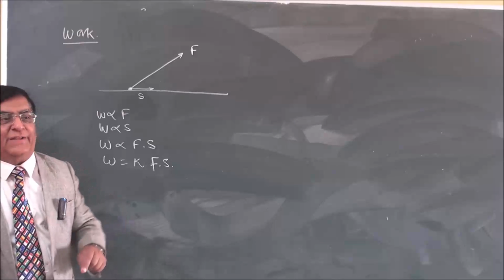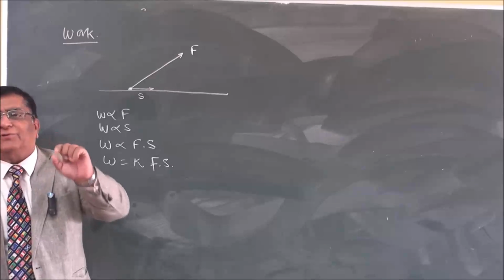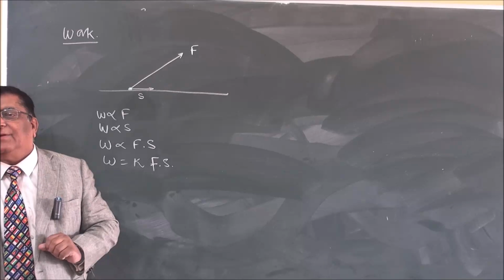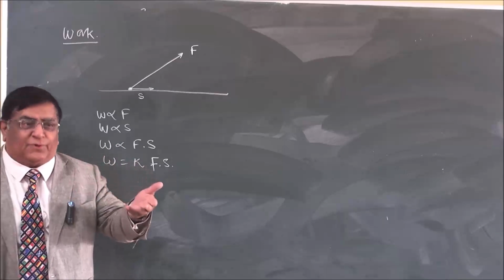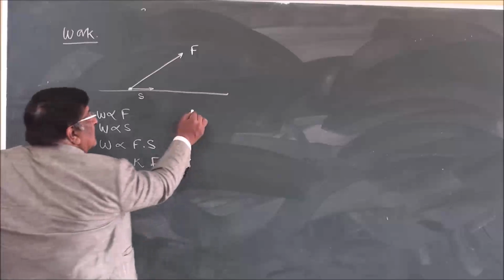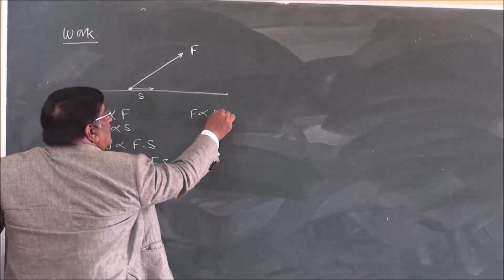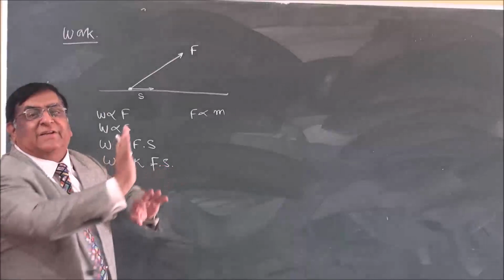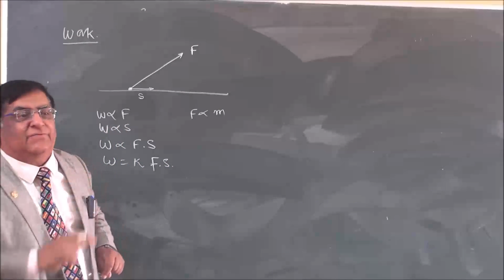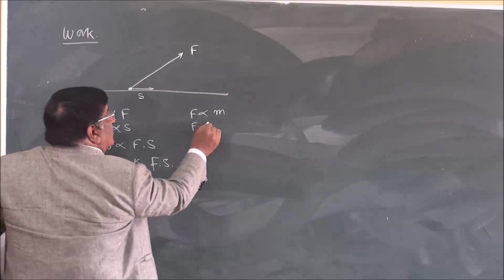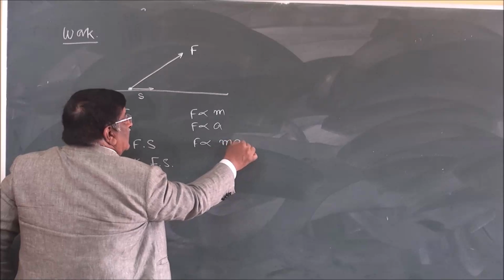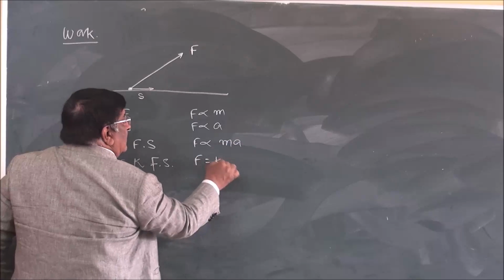Okay, I ask you the other way. When we apply force on a body and we increase the mass, then more is the mass, more is the force. So F is proportionate to M. If we want to accelerate a body, more is the acceleration we want to give, more is the force applied. So force is proportionate to A. Force is equal to KMA.